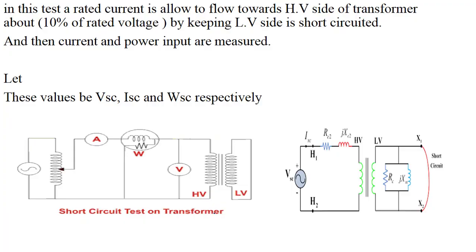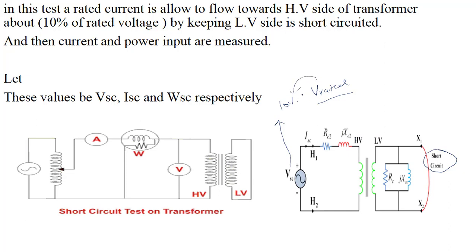Now see, in this test, a rated current is allowed to flow toward the high voltage side of the transformer at 10% of the rated voltage. It means when we short circuit the low voltage side, V short circuit, the voltage at which the rated current will flow toward the high voltage side, will be almost 10% of V rated. It should not be equal to V rated.